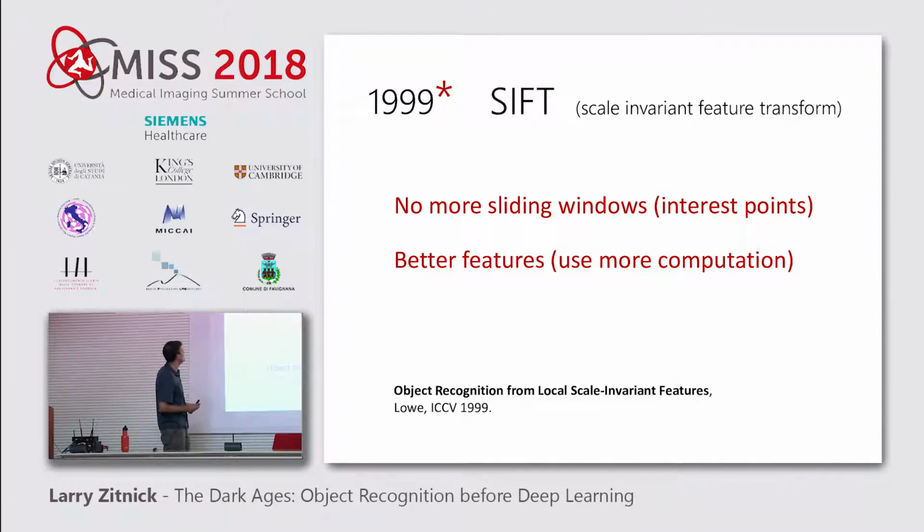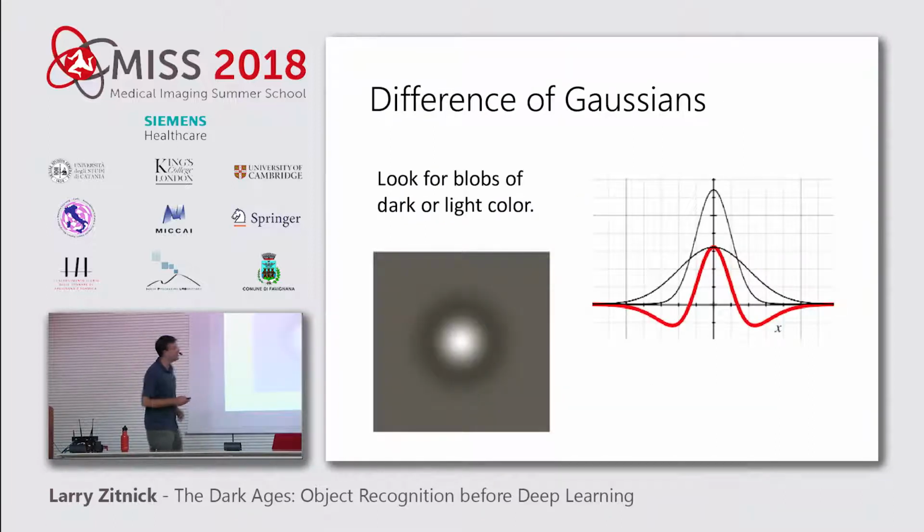So scale invariant feature transform. So no more sliding windows. We want these better features by using interest points. Computing the SIFT descriptor is going to be a lot more computationally complex, but it's OK because we're only going to do it at a small number of points in the image. So let's first talk about how we actually find the locations where we want to compute the features.